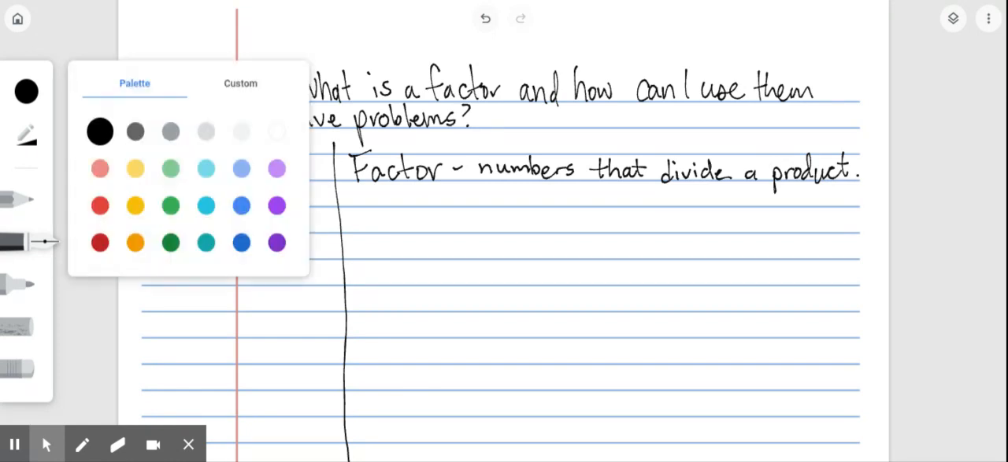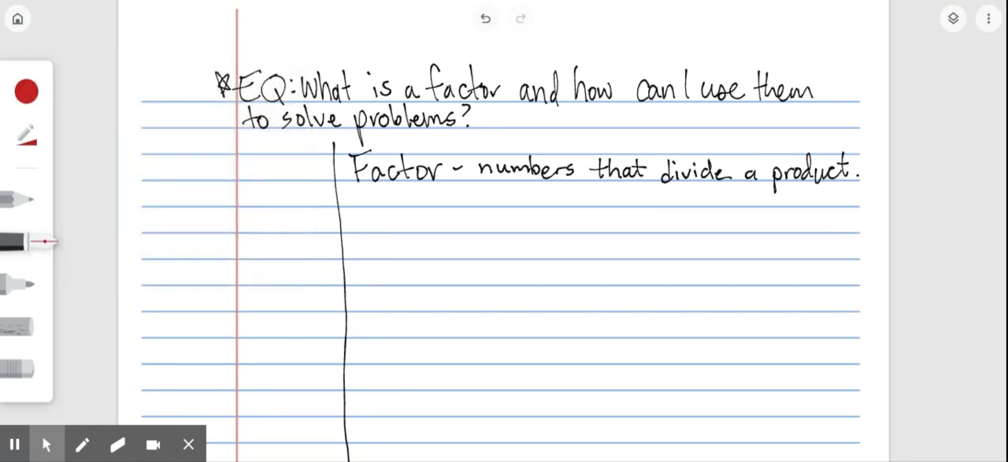Real quick here, I noticed that I used this word product. This word is a math term. Product means the answer to a multiplication problem. So the answer to a multiplication problem. So a factor divides a number like that.